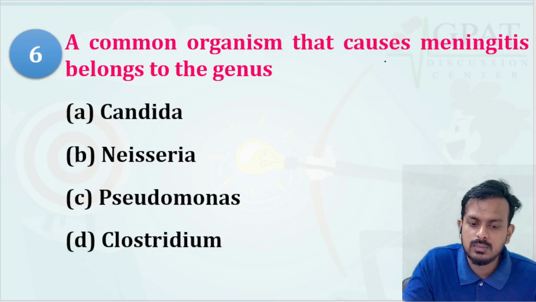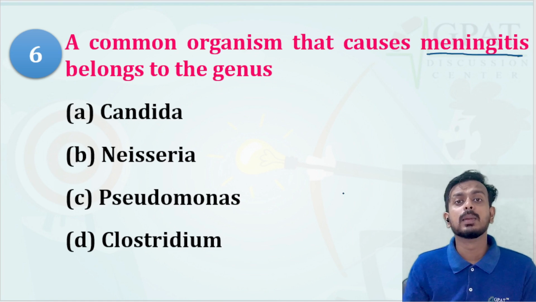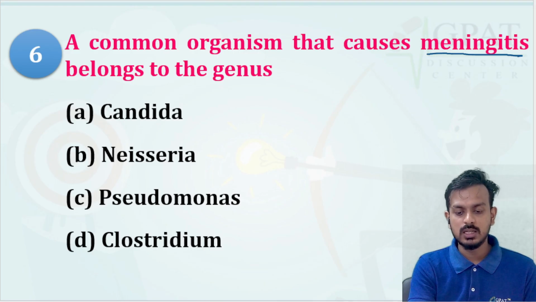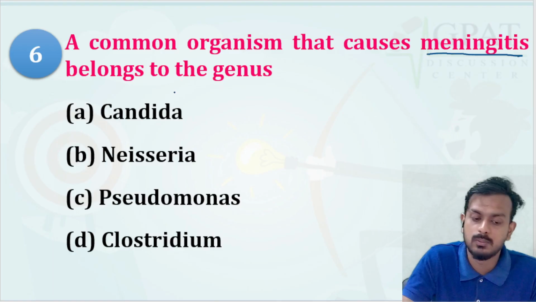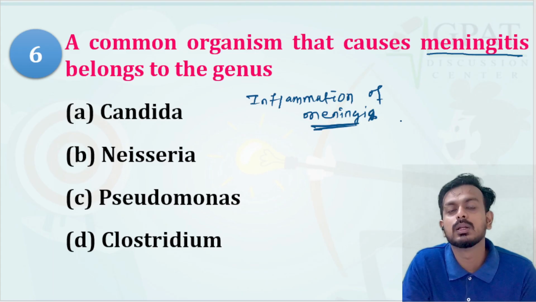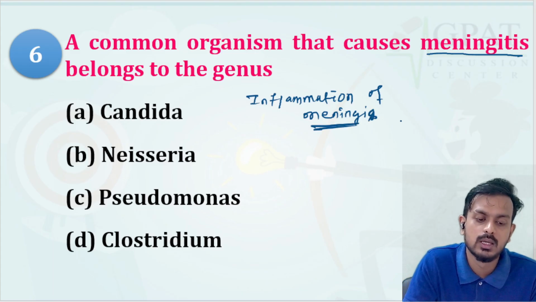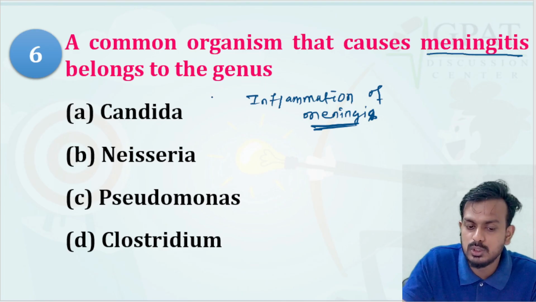Next question. A common organism that causes meningitis belongs to the genus. What is meningitis? Meningitis is a condition where there is inflammation of the meninges. The meninges are layers of membrane present in your brain. This can be induced by different species of bacteria. So which one is correct?